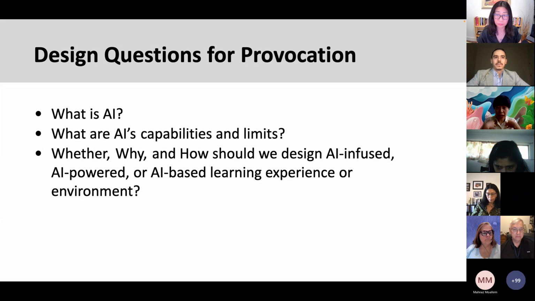So I think pragmatically, I would think about why and how we should design this different level of AI-infused, AI-powered, or AI-based learning experience and environment. Maybe one of the big concepts we could think about is human-computer or human-AI collaboration, or human-computer interaction. I think we should still be very much human-centered, that's for sure.